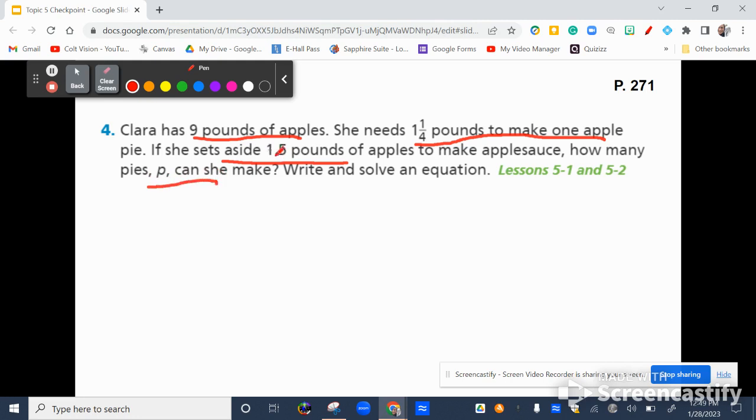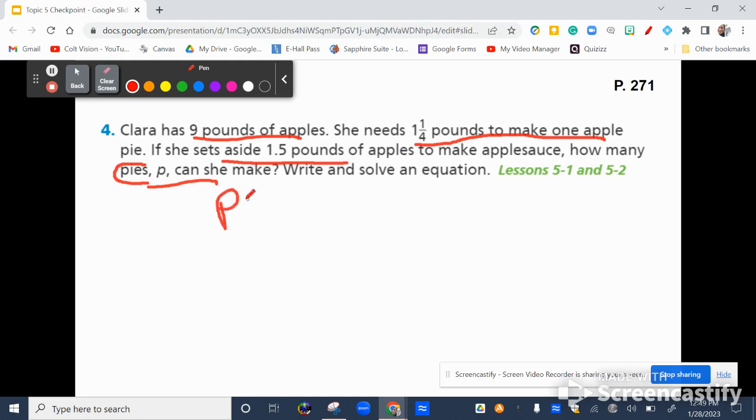So if you notice, this 1 1/2 pounds of apples only relates to the applesauce. It doesn't have anything to do with pies. She's removing the apples to make the applesauce. Then she's using the rest of the apples to make the pie. So I look and see that this is pies, and my unit rate is per pie.